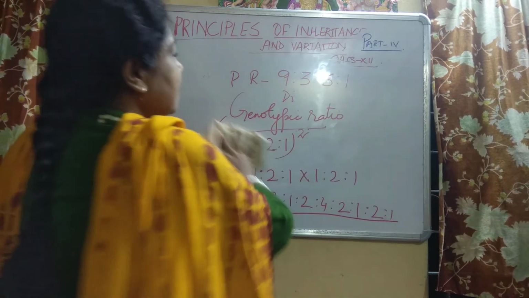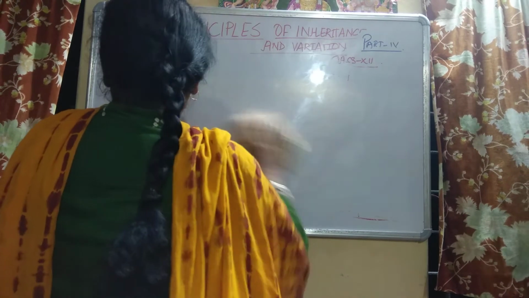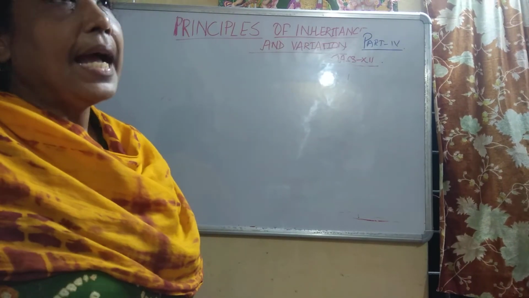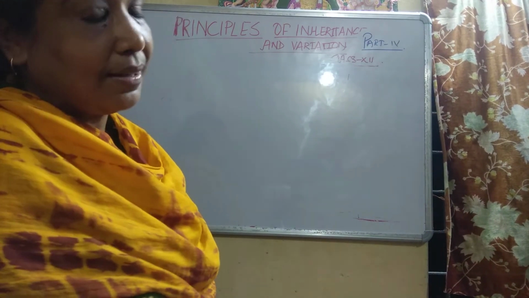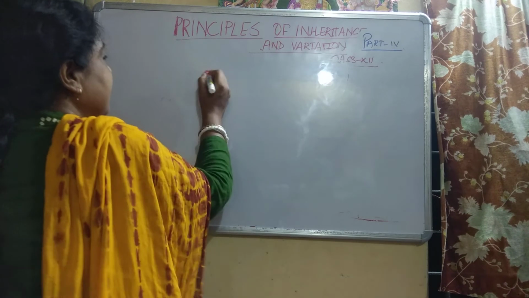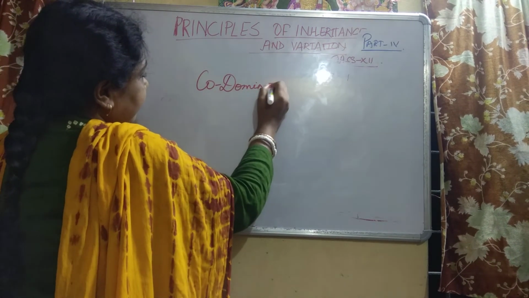So let us go now to the next topic. And what is that topic, children? Today we will go into the next topic, and the next topic is again an interesting one. It is codominance. What is it? It is codominance. Okay.